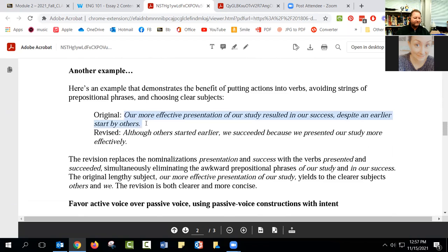We look at this one here, right? Our more effective presentation of our study resulted in our success despite an earlier start by others. This sounds like a weird office memo or something like that. So instead, although others started earlier, we succeeded because we presented our study more effectively. Oh, that's much more concise. It's much clearer. I fully understand what they're talking about here. This one sounds like someone is trying to make me think really hard to understand what they're saying. This one reads like they want to help me understand what they are saying. Big difference between just those two.